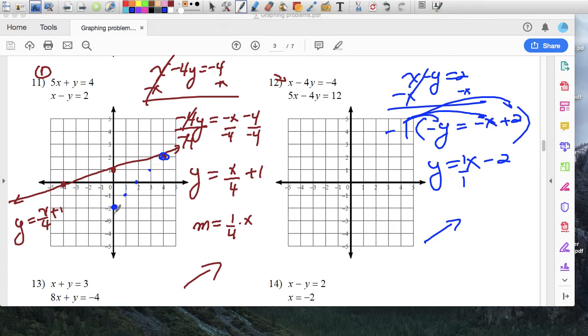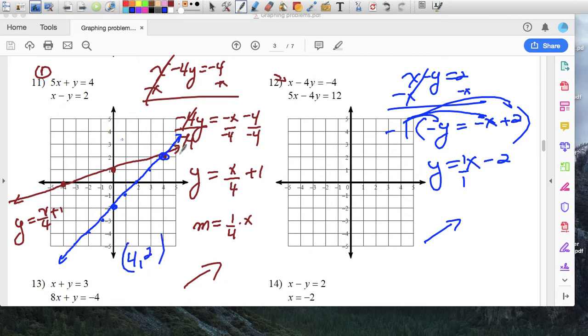The change in y is negative, so I go 1 down, and changing x is positive, so I go 1 right. So 1 down, 1 right, down right, down right, down right. You know it makes sense because our slope is negative, so this is supposed to be going in the downwards direction.